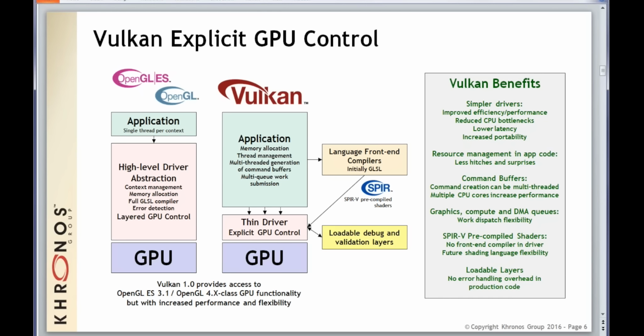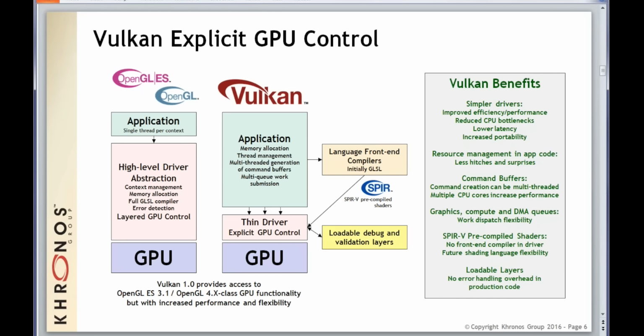Vulkan has the concept of command buffers, which means you can create command buffers separately to submitting work into the GPU. That means it's very straightforward to use whatever multi-threading scheme you want to create command buffers in parallel, using multiple cores in multi-threaded code for increased performance if the CPU is the bottleneck in your current application. Vulkan also has the concept of multiple queues, graphics, compute and DMA queues that can be used together to give you much more flexibility on how the application dispatches work into the GPU.